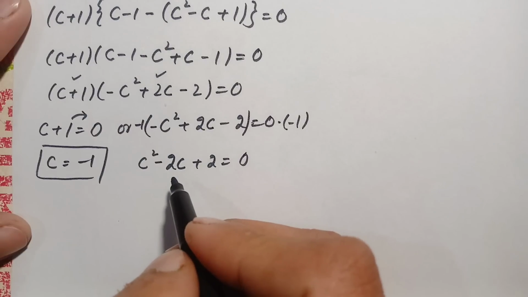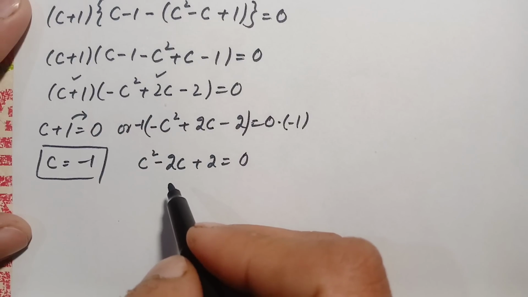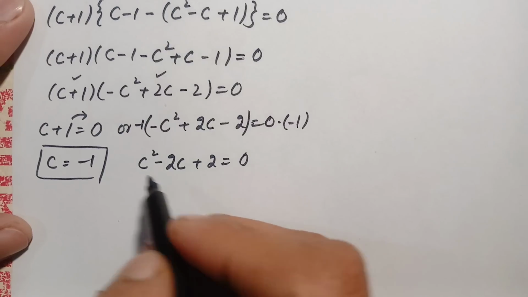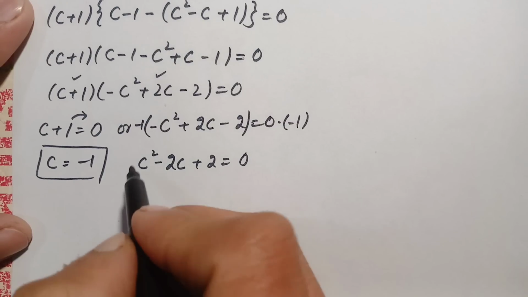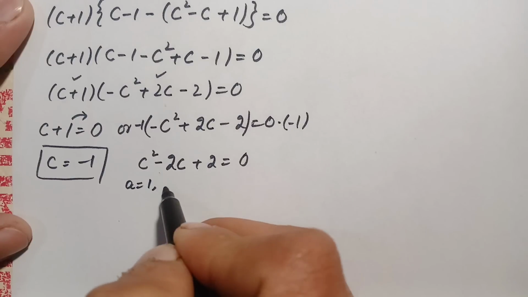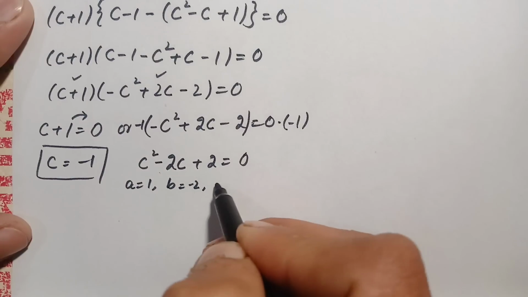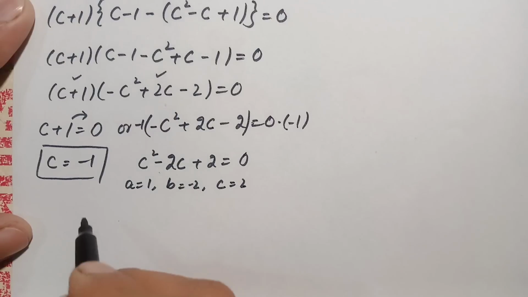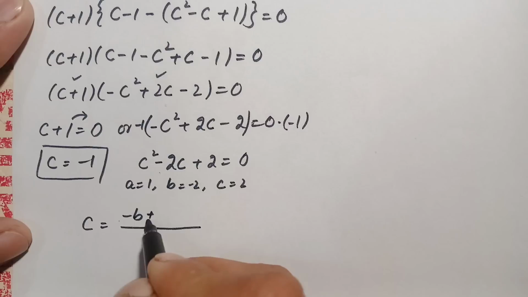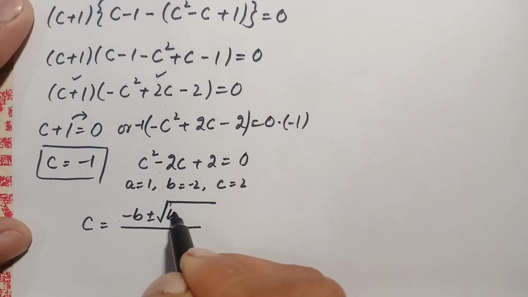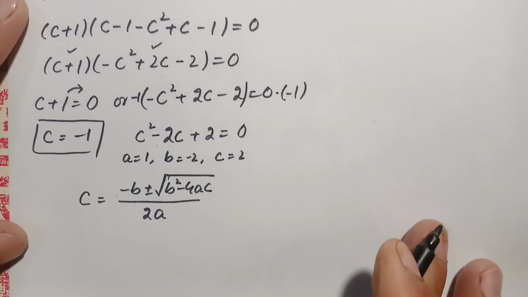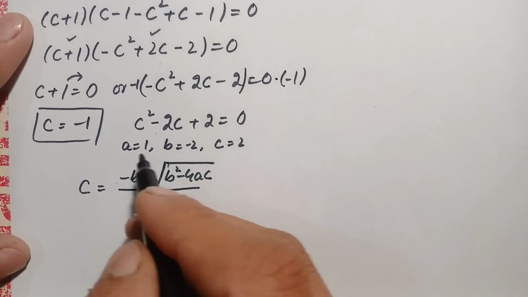Here we cannot solve this quadratic equation by factorization method or by completing square. So here we will use the quadratic formula to find out the roots of this quadratic equation. To use the quadratic formula, first we will write the values of a, b and c. Here the value of a is 1, the value of b is -2, and the value of c is positive 2. The quadratic formula is c is equal to minus b plus minus square root of b square minus 4ac divided by 2a.